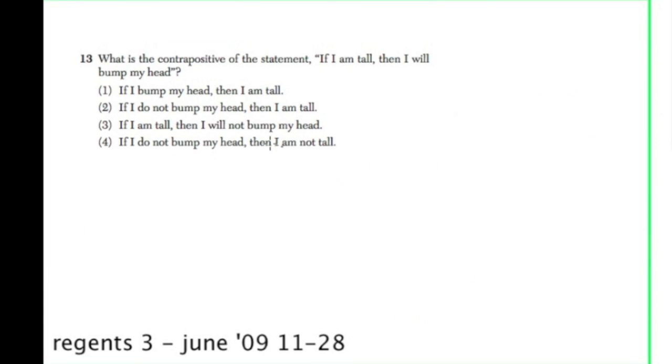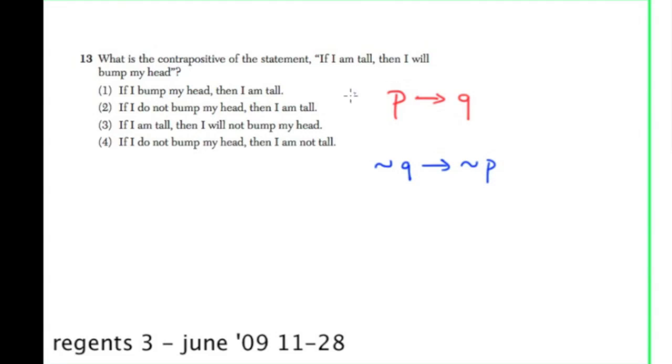Number 13, what's the contrapositive of the statement, if I am tall, then I will bump my head? The contrapositive flips both statements on either side of the then or the comma, and it also negates both terms. So in symbolic form, it would be P, then Q, and if you take the contrapositive of that, it would be not Q, then not P. And they're logically equivalent statements.